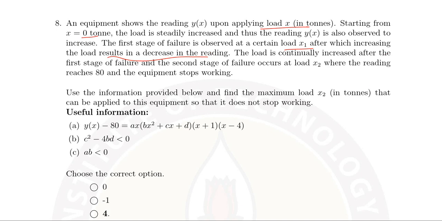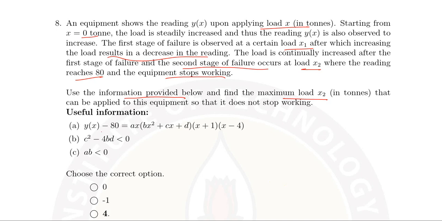The load is continuously increased after the first stage of failure. Okay, and the second stage of failure occurs at load x2 when the reading reaches 80 and the equipment stops working thereafter. Okay, now with this information given, such as ABC, we have to find what will be the maximum load x2 so that the equipment does not stop working.